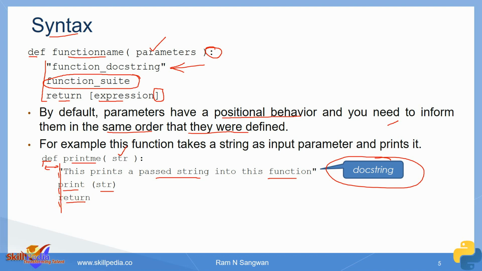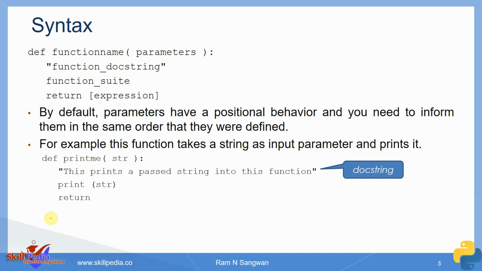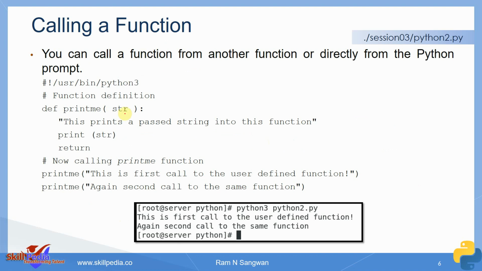I mean, you cannot write the print statement starting from here. This return cannot start from here. If the def is here, it should be below the def. They have to be exactly at the same level. We can call the function from another function or directly from the Python prompt.